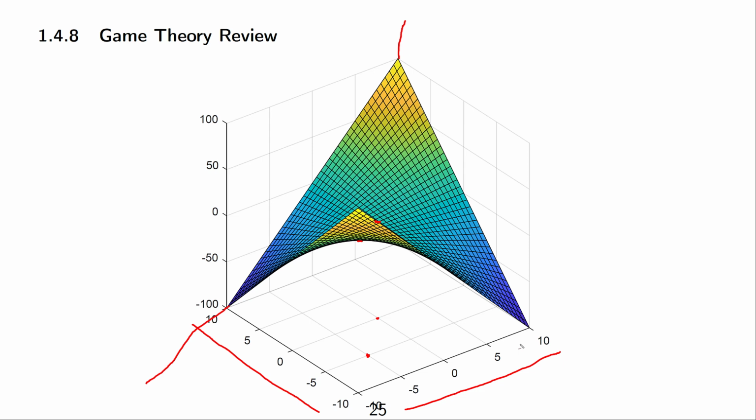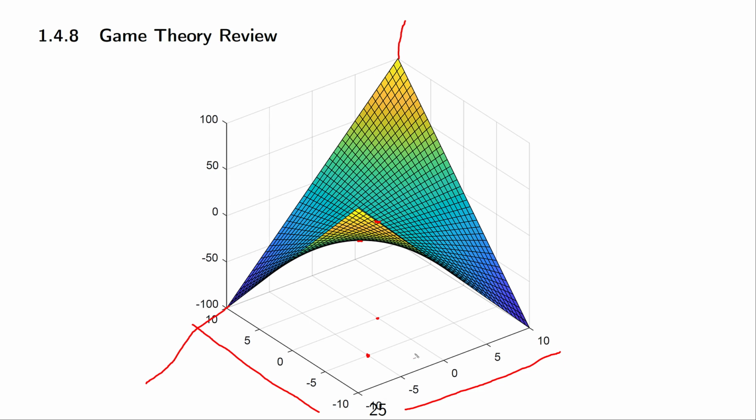But in game theory, we don't have two coordinates, x and y, that are coordinated and try to work together to achieve the global optimum or local optimum, but both coordinates are being controlled by two players that have different objectives.